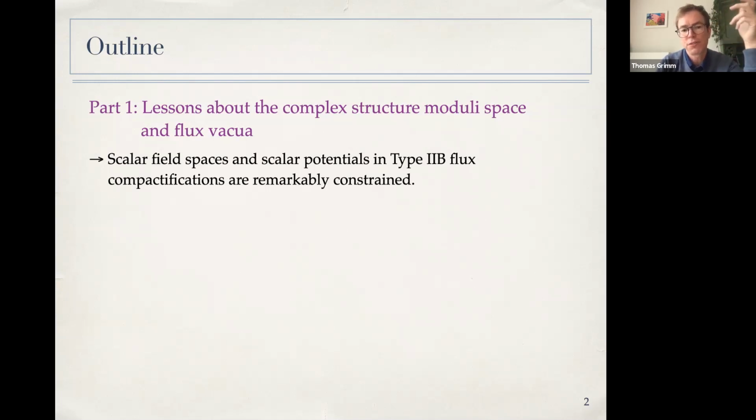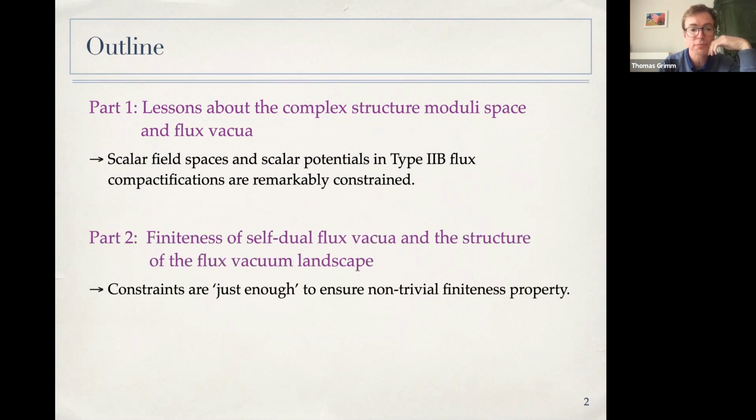To give you an upshot, the statement is that scalar field spaces and scalar potentials which arise in type IIB flux compactifications are remarkably constrained. So they are by no means random potentials or anything like this. They are very constrained, and I will try to explain what these constraints are and then abstract them into general constraints. Then these remarkable constraints on the scalar potentials allow us to actually show the finiteness of flux vacua, of self-dual flux vacua. And I will already give you some hints on the structure of the vacuum landscape in flux compactification.